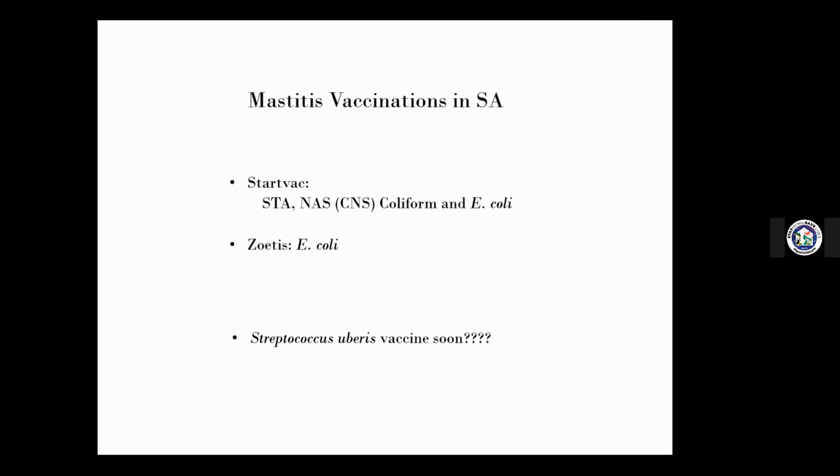If you look at the vaccines that we can use as a preventative measure, we don't have a lot. We have basically the StartVac that caters for Staphylococcus aureus, both the non-aureus staphylococci, or the old coagulase-negative staph, and aureus, and on the other side, for your coliforms and your E. coli. We've been over the injection, but in essence for E. coli, we've got the E. coli vaccine from Zoetis also, which also includes the coliforms.